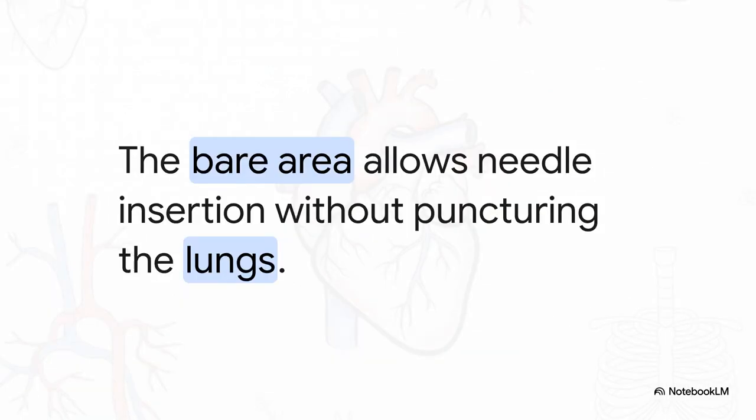But how do you actually mechanically decompress that sac without accidentally puncturing a lung? You use what's called the bare area of the pericardium. The cardiac notch in the left lung creates this perfect little window where a segment of the pericardium is directly exposed. Always remember this for emergency interventions.